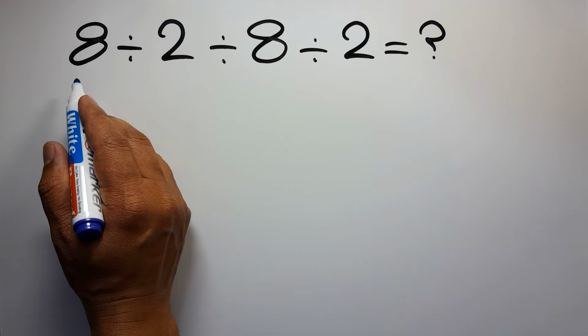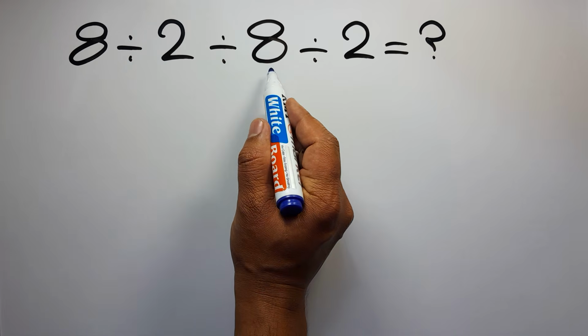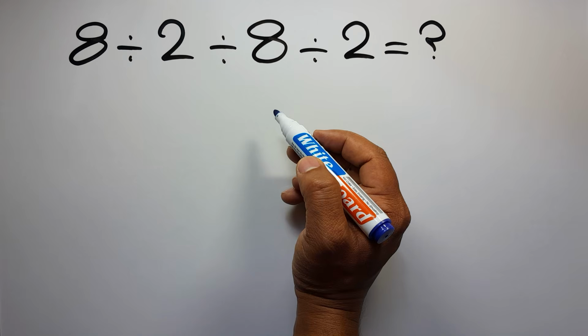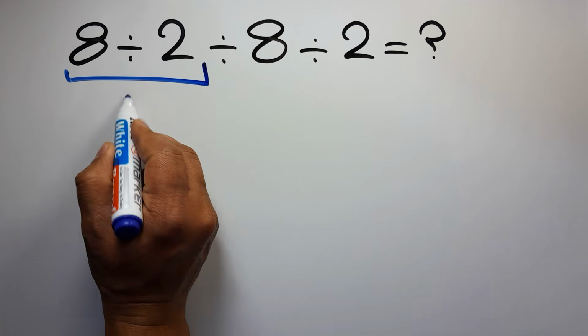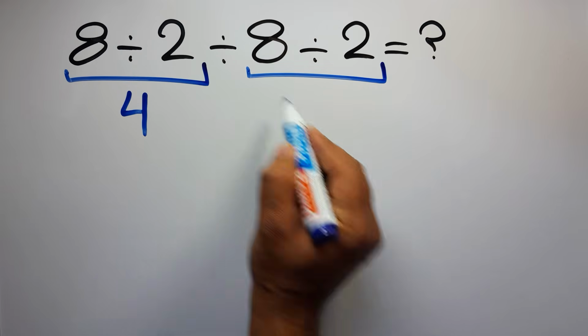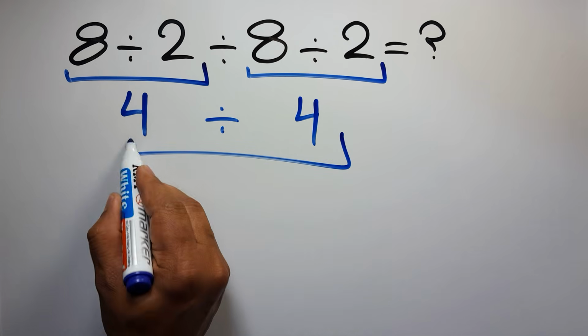In this video we want to find the value of this expression: 8 divided by 2 divided by 8 divided by 2. Are you ready to solve? Let's go ahead and get started. 8 divided by 2 equals 4. And again here we have 8 divided by 2. So 4 divided by 4 is just 1.